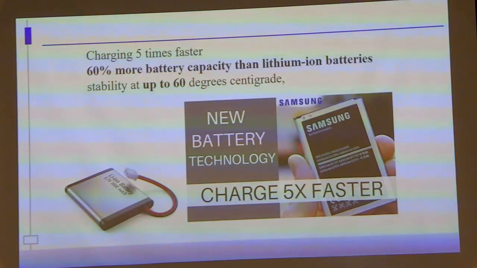Due to the surface area or the unique properties of these materials, they can be used for battery applications too. Recently, Samsung developed a lithium-ion battery based on graphene, and these batteries are 5 times faster and have 60% more battery capacity compared to the standard lithium-ion battery, simply by replacing that material with graphene.